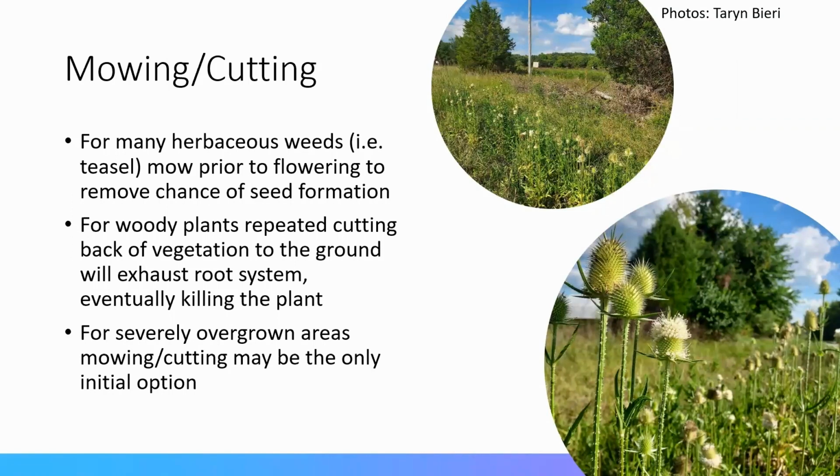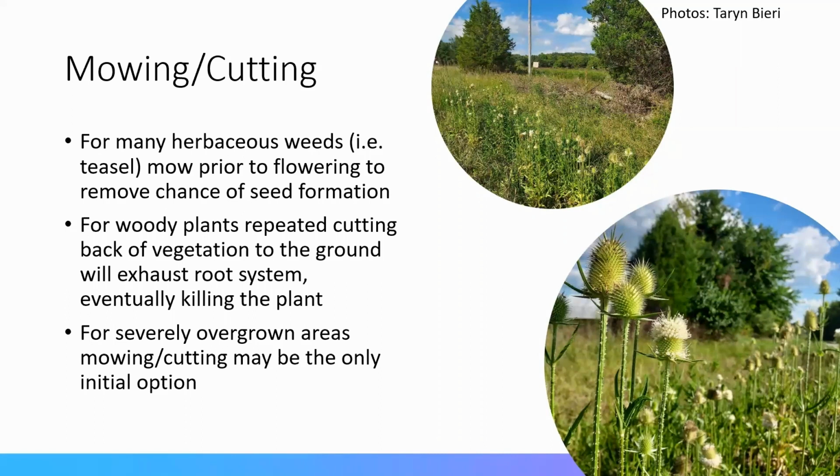Then we have the mechanical control of mowing or cutting. Now, this is something that a lot of our herbaceous weeds, now pictured on the right side of the screen here, this is another one called teasel, which will grow in ditches and along the front areas, along roadsides. People will mow this. The interesting thing about teasel is I've seen it flower at 6 inches tall. And so just something to be mindful of, that yes, sometimes mowing can help. Sometimes the plant is adapted to that and it will still flower, it'll still set seed.